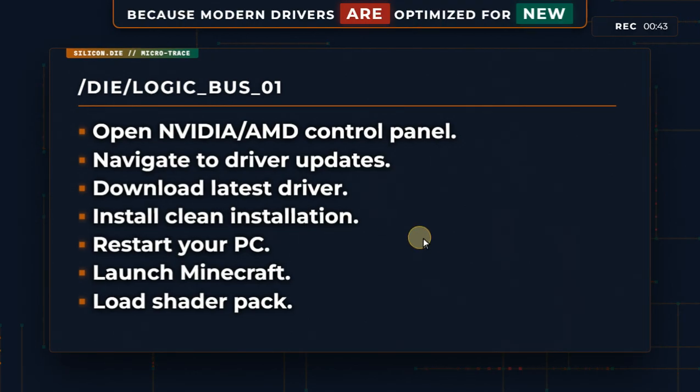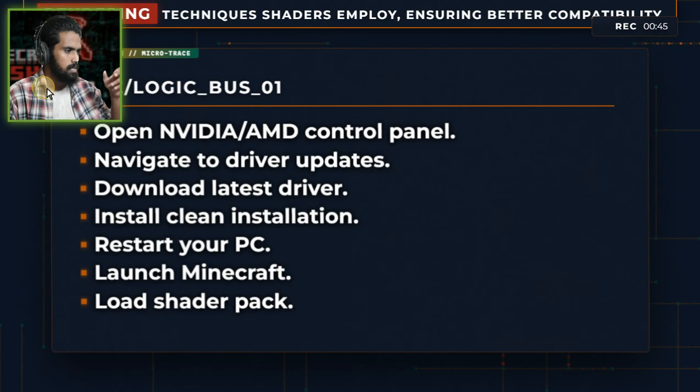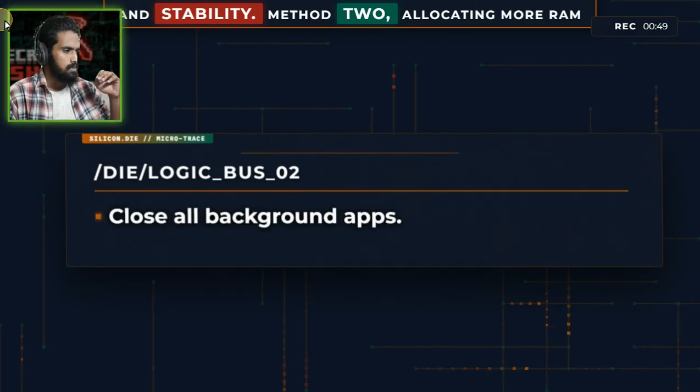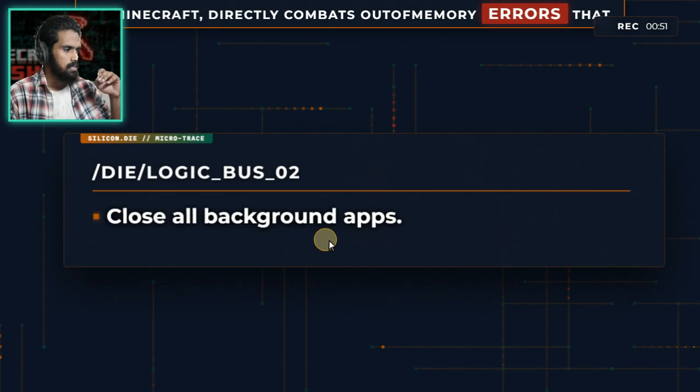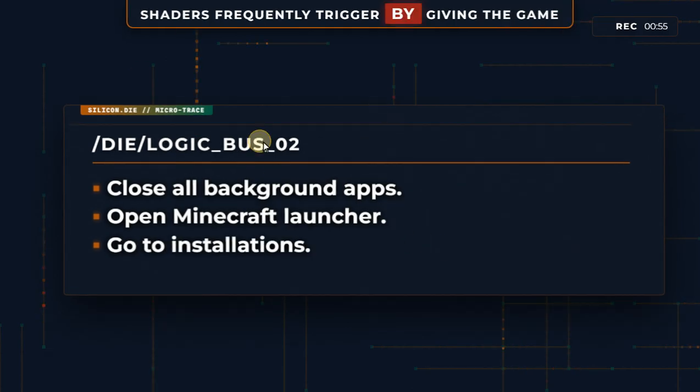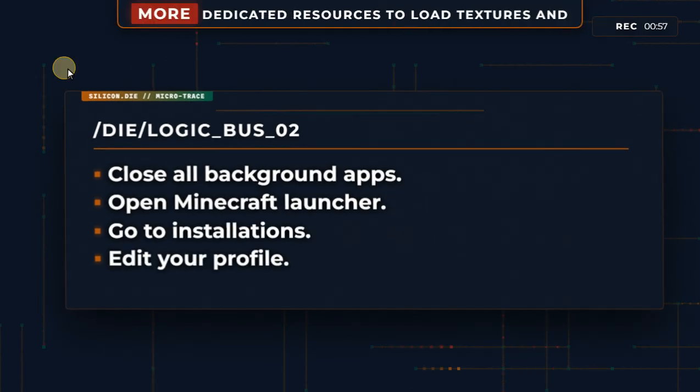Method 2, allocating more RAM to Minecraft, directly combats out-of-memory errors that shaders frequently trigger by giving the game more dedicated resources to load textures and complex rendering data.